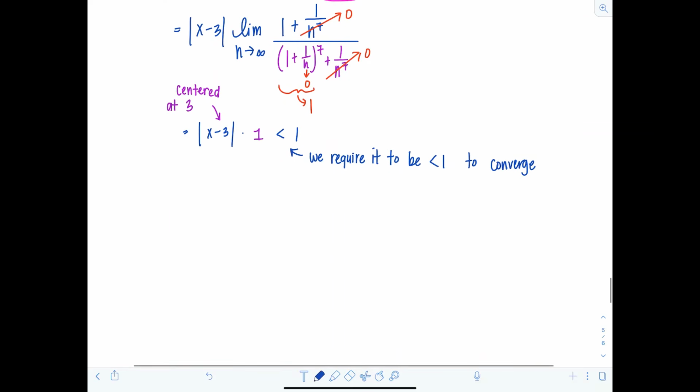Which means basically that the absolute value of x minus 3 has to be less than 1. So whatever number is over here, that's your radius of convergence. So my radius of convergence is still 1.